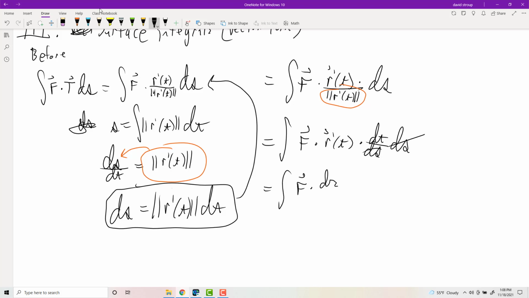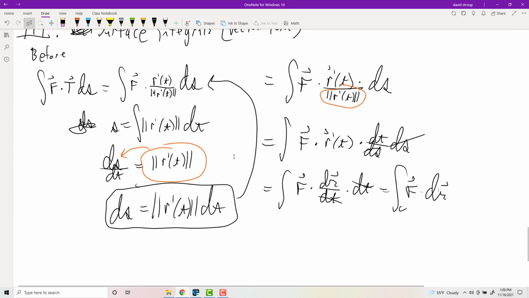R prime of t is just the derivative of r with respect to t times dt, and then the dt's cancel, and we had that form that we were introduced to for the vector version of the line integral. But my long story short, the point was when we introduced it, it was this integral, which represented kind of the sum of the alignment between the force vector and the tangent vector over the curve.